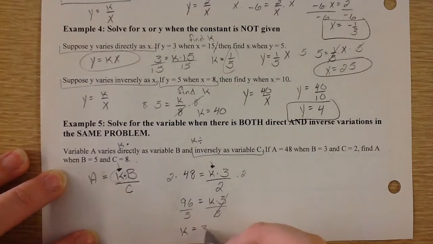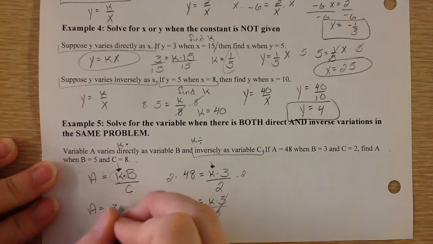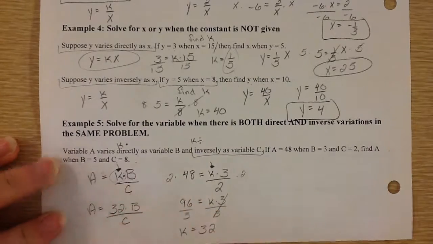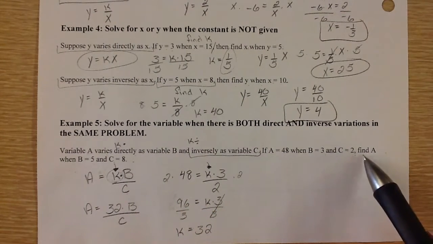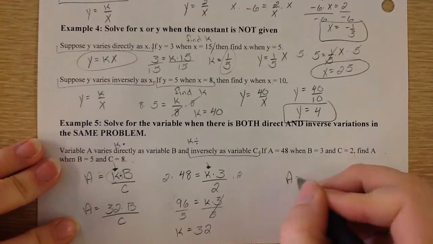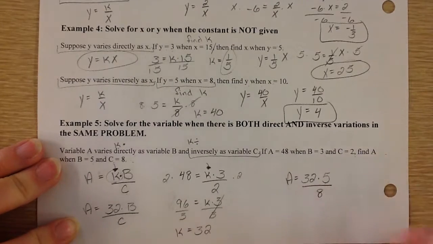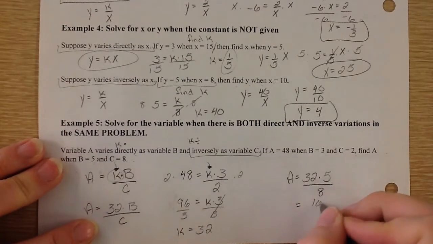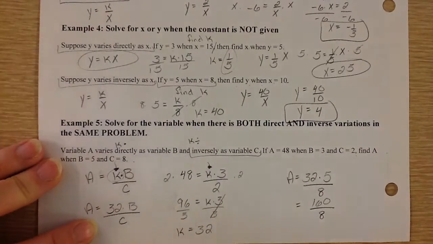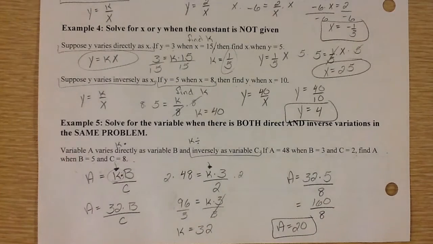96 divided by 3 is 32. So I know my k is now 32. So I know my equation is 32b divided by c. So now they want us to find a when b is 5 and c is 8. So now I just need to take 32 times 5, see what I get. That's 160. Divide that by 8, we get 20. A is 20. Okay, so now go ahead and do some practice. Good luck.